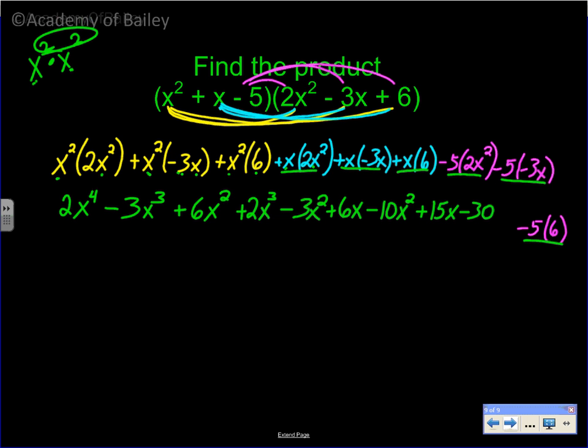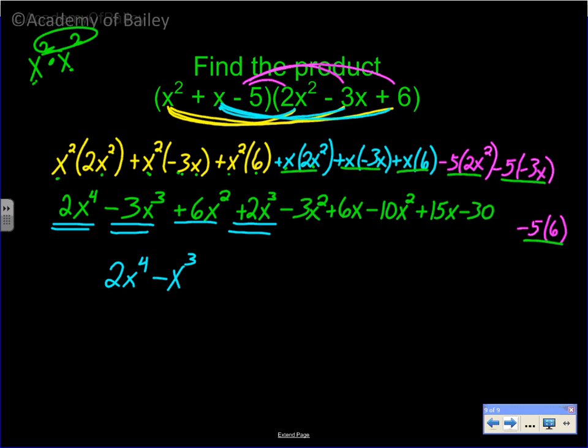Combining like terms, so we look at 2x to the 4th. That is the only x raised to the 4th power. So we're good to go. Now we have negative 3x cubed, a positive 2x cubed, and that looks like all the x cubes that we have. So negative 3 plus 2 is negative 1x cubed. I'm not putting the 1 there because we don't need it in front of the variable. Just go ahead and put a second line underneath there to know that we've worked with those.